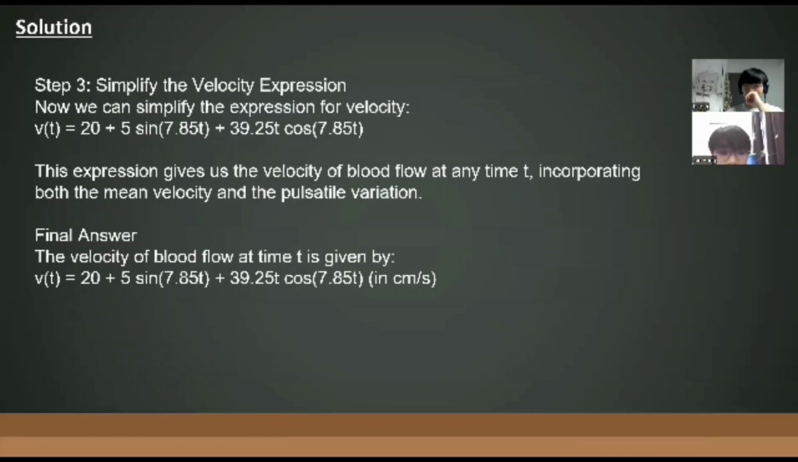pulsatile variation. So the final answer, the velocity of blood flow at time t, is given by v(t) = 20 + 5 sin(7.85t) + 39.25 t cos(7.85t) in cm per second.